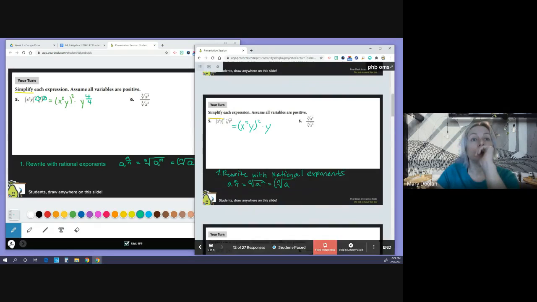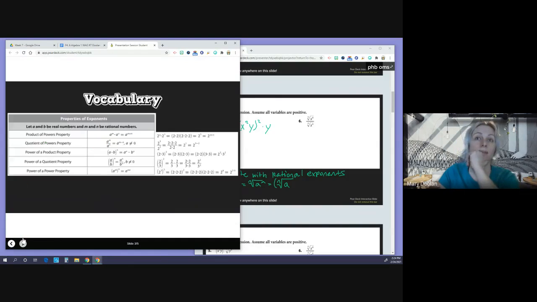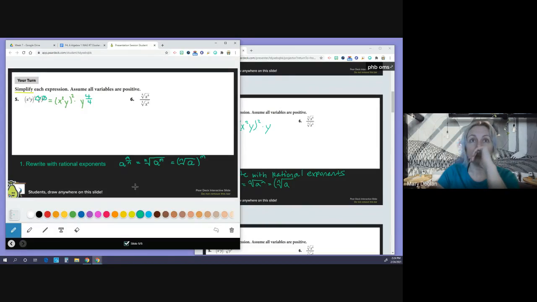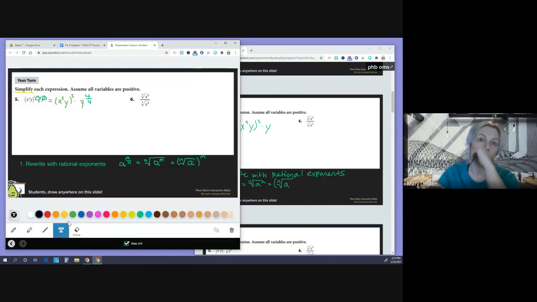What are we going to do next? Let's see here. So one time we simplified the fraction in the exponent. One time we used a property. So I think now kind of differs on what we're going to do next. So for this one, let's just say, consistent with my pink. Okay.